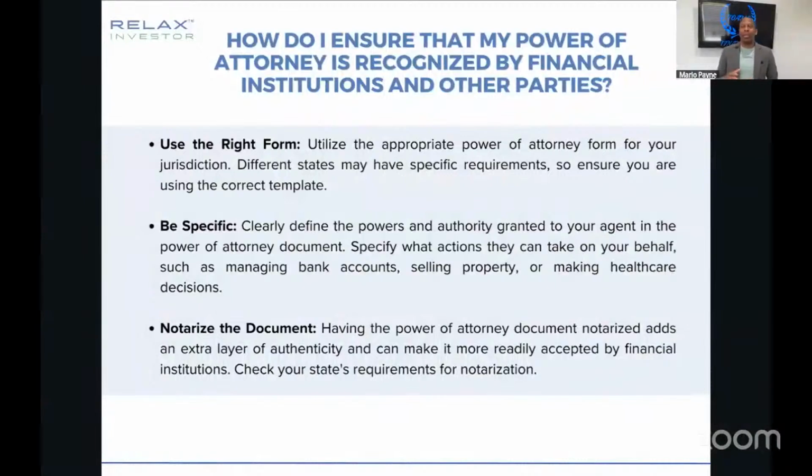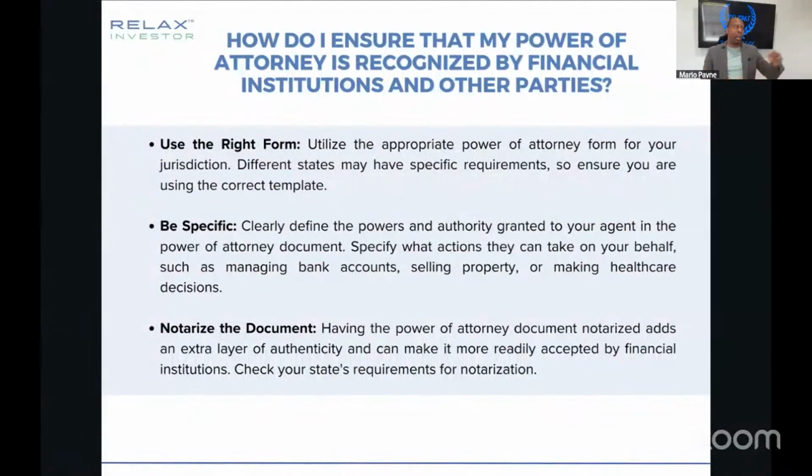It doesn't matter if you're 65 years old or 18 years old. We always recommend that everybody have, at the very least, a power of attorney. And also notarize the documentation. You have to have the power of attorney notarized.